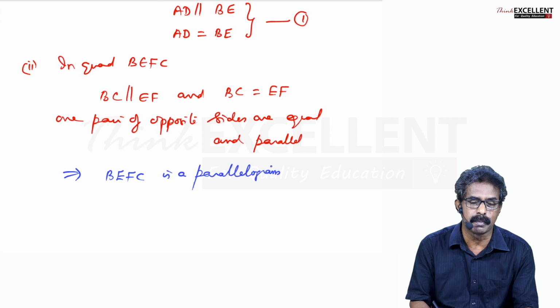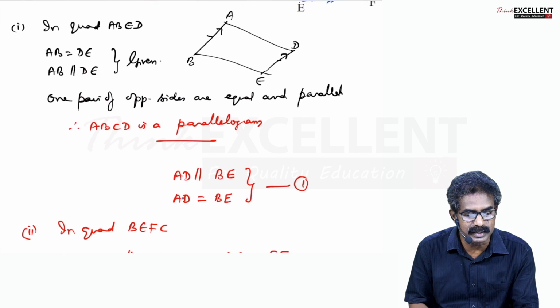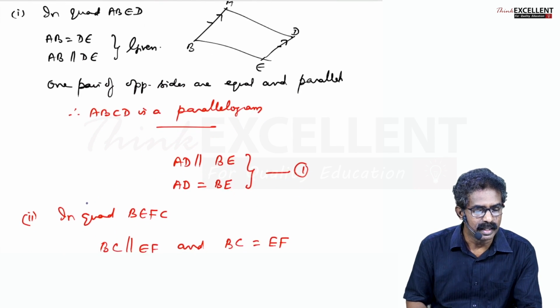They asked to prove only that it's a parallelogram. Here in the first case also they asked to prove it's a parallelogram, but I have taken some results also, because there are 6 subdivisions and it will be useful somewhere. That's the reason. Okay, now the second part we proved.